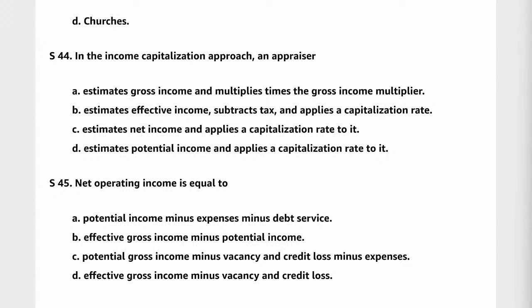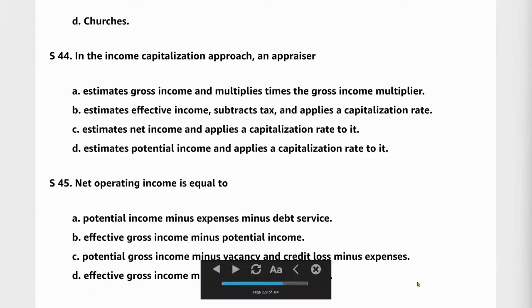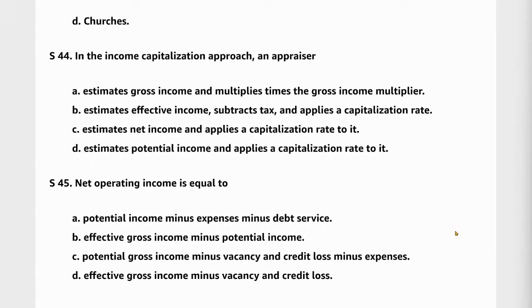Potential gross income minus, see, it could have been D if D had minus expenses. On 44, it ended up being estimates effective income, subtracts tax, and applies a capitalization rate. What was number 44? Number 44 was C. Yes. So 44, they said estimates net income and applies a capitalization rate.